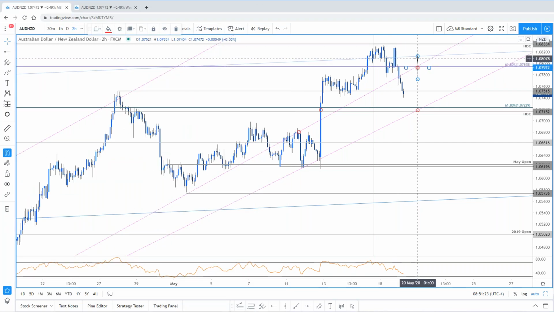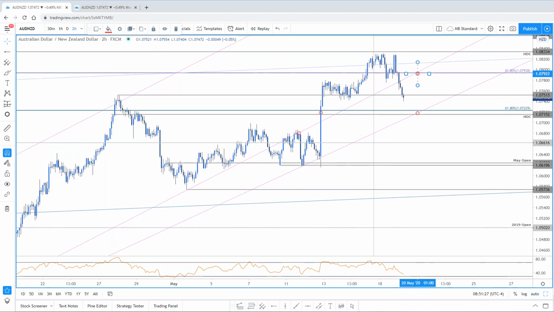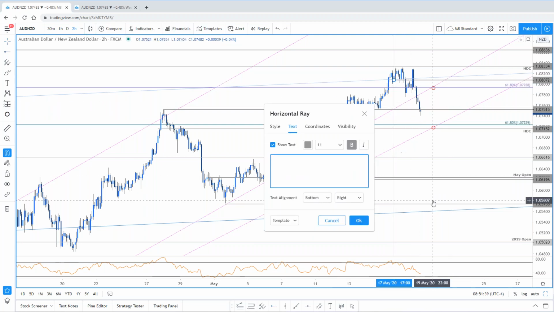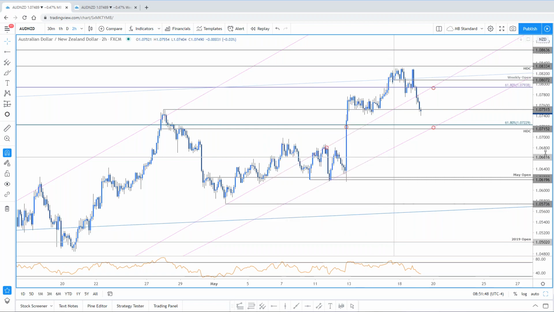The weekly open is just higher, for the record. I don't really want to even see a test of the weekly open from these levels, but the weekly open is up here at like 108 and change. Let me mark that for you. 108.07, 108.07. We'll call that bearish inval, but near-term resistance.